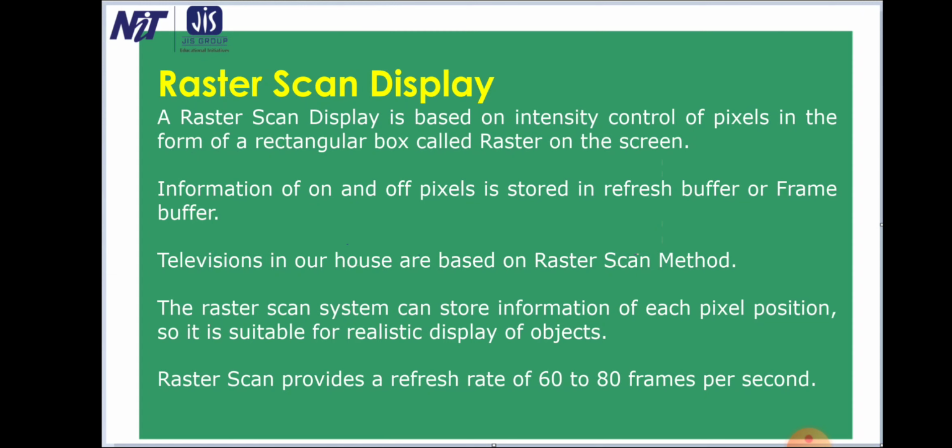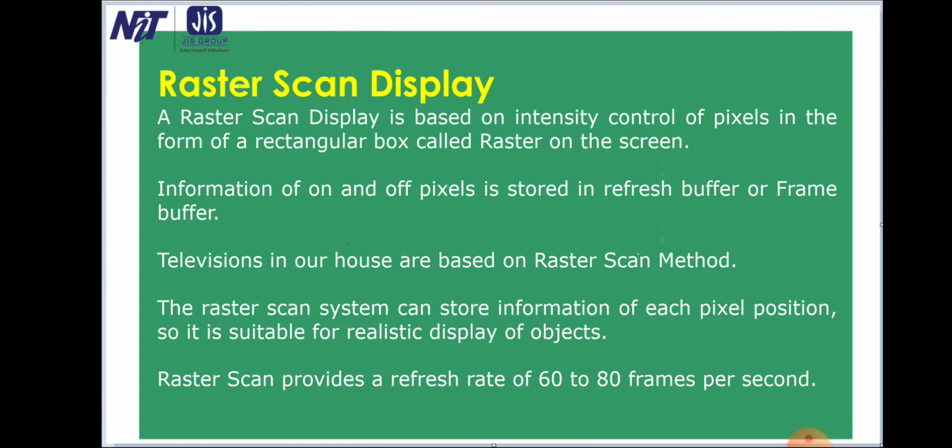Now we will define what a frame buffer is. When we say that the refresh rate is 60 to 80 frames per second, the frame buffer is known as raster or bitmap. In the frame buffer, the positions are called picture elements or pixels. Beam refreshing is of two types. First is horizontal retracing and the second is vertical retracing.